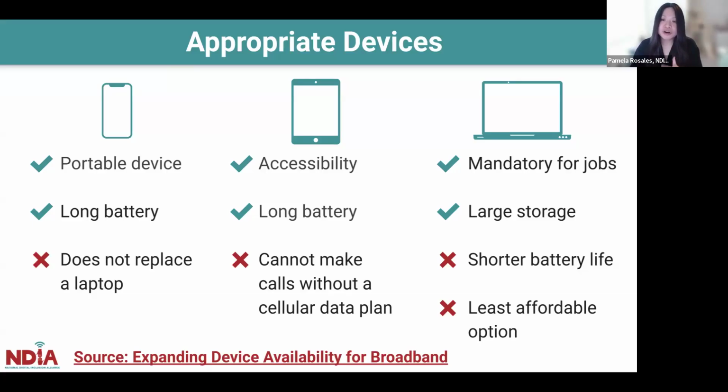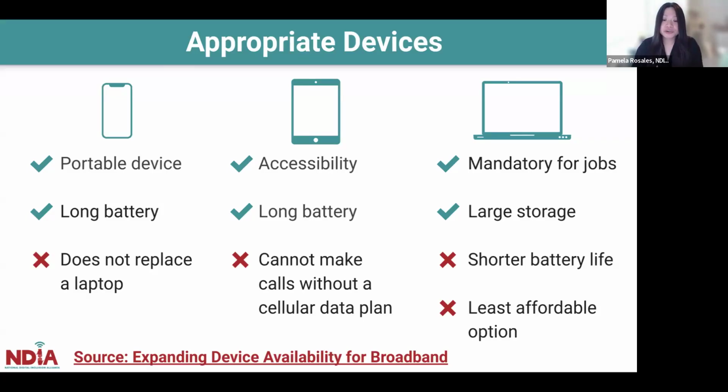So with a mobile phone, they're small and portable, which is great. They usually have a long battery life. However, it doesn't replace a laptop. If you're going to be working from home or taking classes, you really want to have a laptop, or at minimum a tablet. Doing it on your phone just won't cut it. If your main focus is using apps and doing light internet browsing, this is a great option.